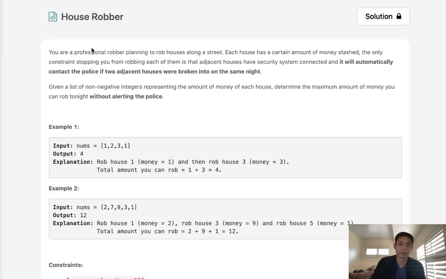Welcome to September's Leetcode Challenge. Today's problem is House Robber. New setup, new attitude. So you are a professional robber planning to rob houses along a street.